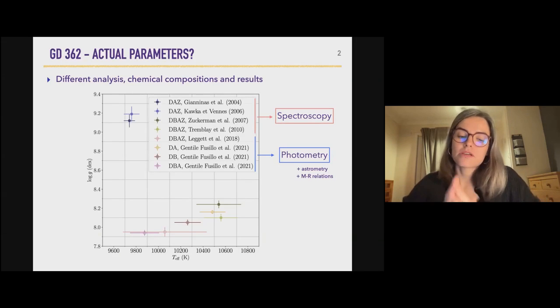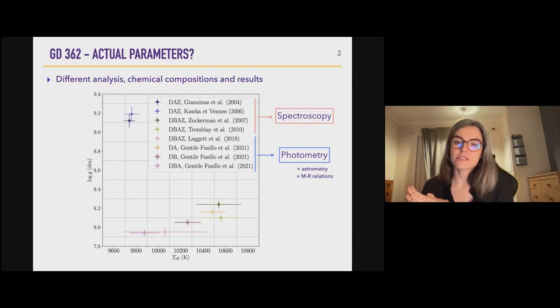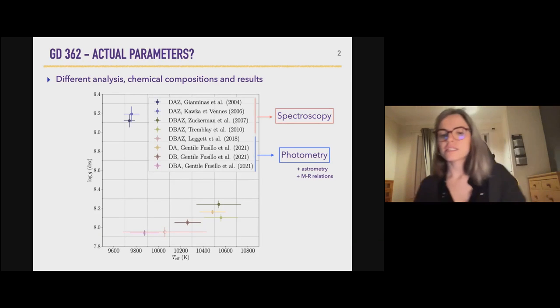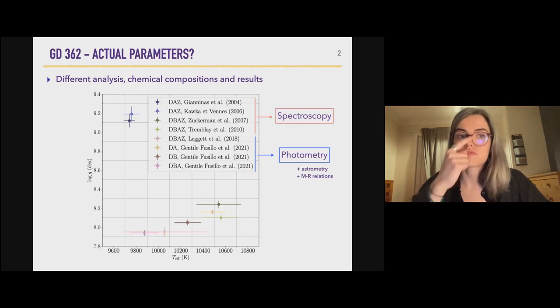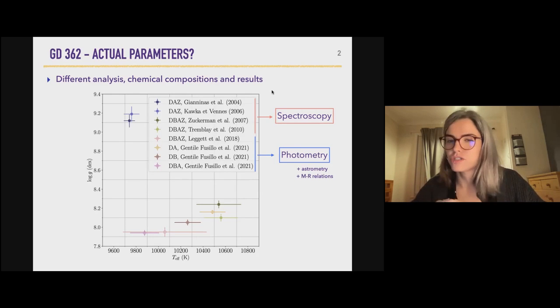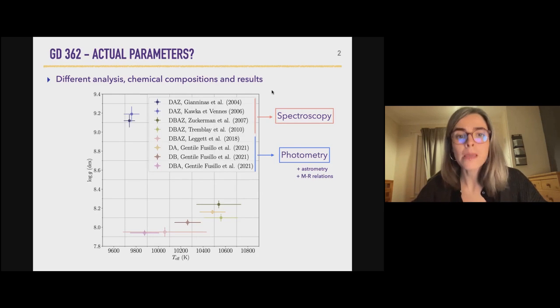The photospheric parameters of white dwarfs are usually obtained by means of photometric or spectroscopic analysis. These two techniques do not always lead to consistent parameters, but the discrepancies are more dramatic if we take into account helium-dominated white dwarfs. Here I'm showing you the well-known example of GD 362, a metal-polluted white dwarf that was first identified as having a hydrogen-dominated photosphere, but ended up having a helium-dominated one.